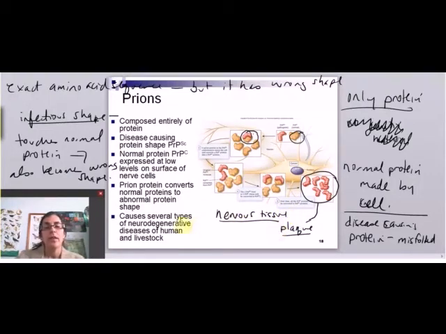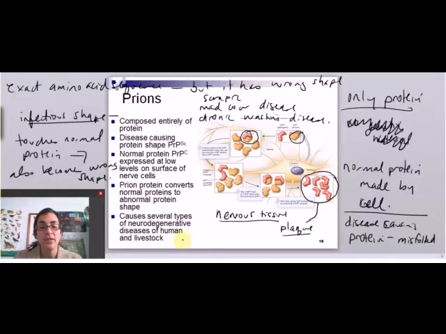The diseases that are prion diseases that you may have heard of, mad cow disease is an example, chronic wasting disease in elk and deer. In sheep, it's called scrapie. And in humans, it's called Creutzfeldt-Jakob disease, or CJD for short.